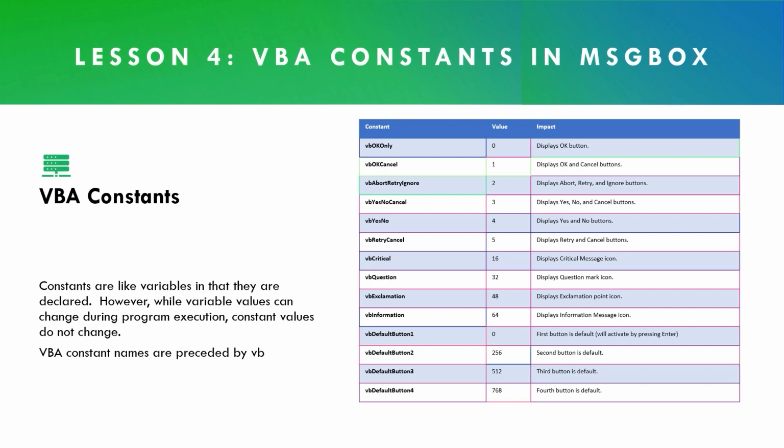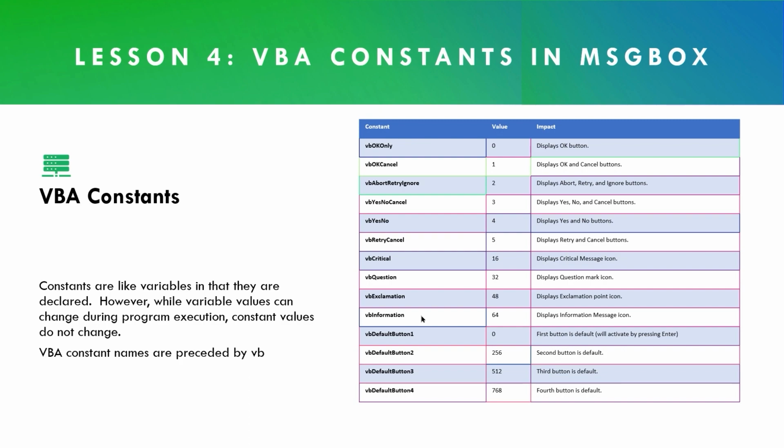And then you have OK and Cancel. You have Abort, Retry, Ignore, Yes, No, Cancel. And then after Retry, Cancel, these next four are icons: Critical, Question, Exclamation, and Information. Those are icons that can show in the message box. So the exclamation point will show if you choose Exclamation. The information icon will show if you choose Information.